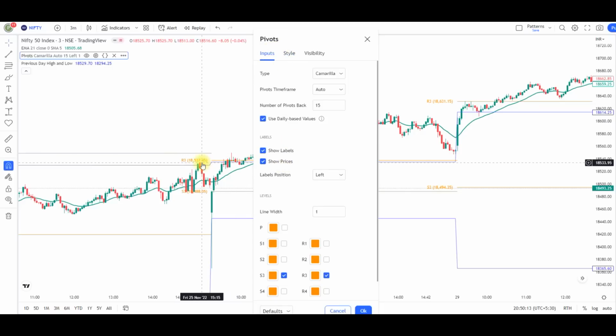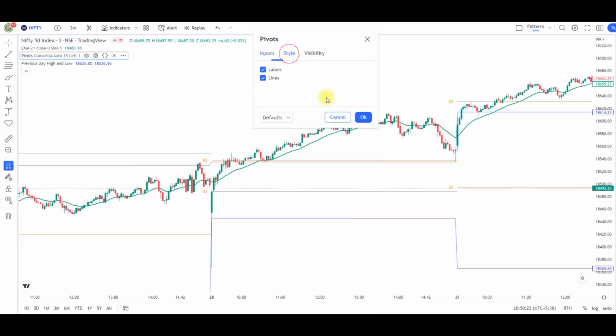Here I don't want to see the price, so I am unselecting the show prices. I want to select only the labels, so I am checking the show labels, and in the style, labels and lines should be checked, and click on OK.